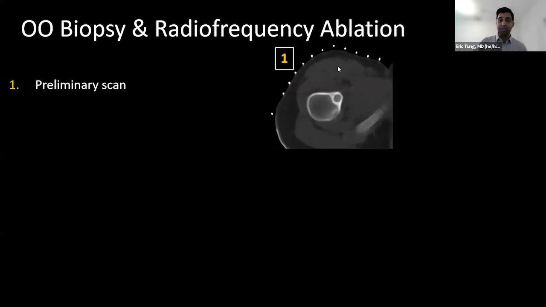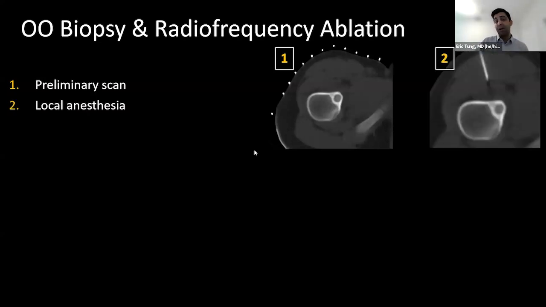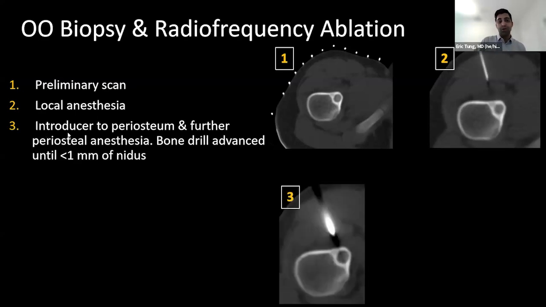You start with a preliminary scan where you identify the lesion. You will then administer local anesthesia at the skin surface, as well as extending down to the bone surface. You'll advance your introducer to the periosteum and then provide a lot of additional anesthesia at that periosteum, because that can be quite painful in patients, even under conscious sedation.